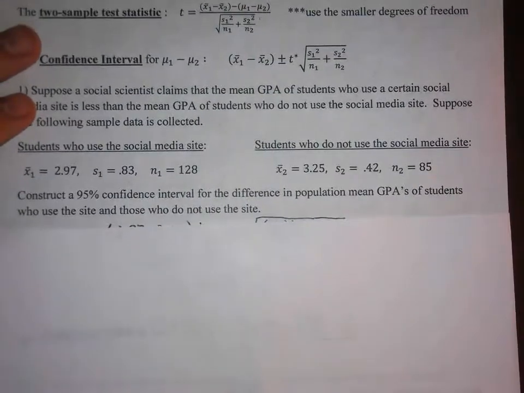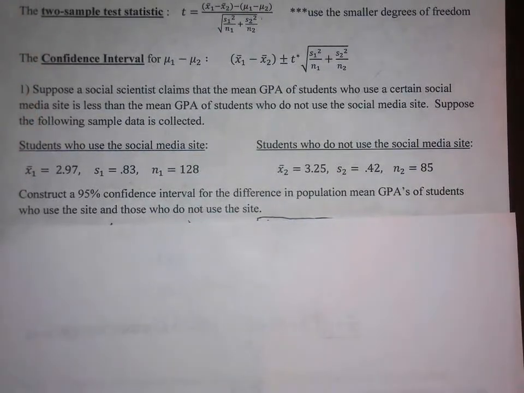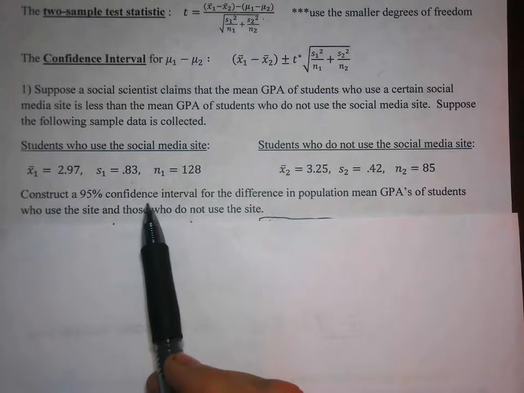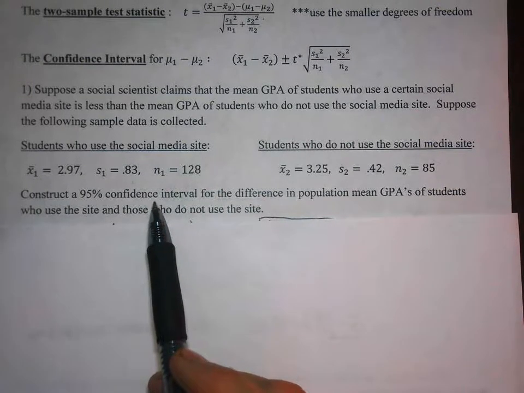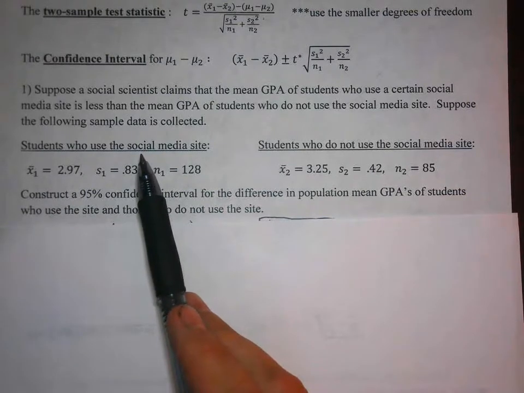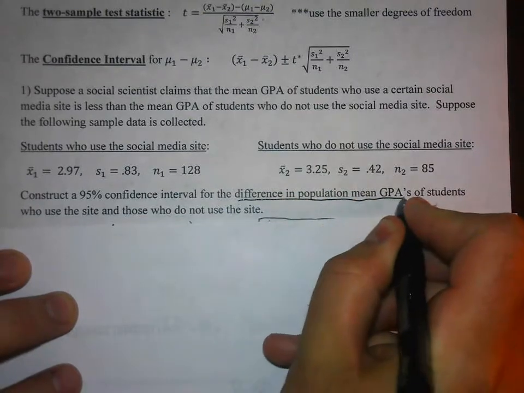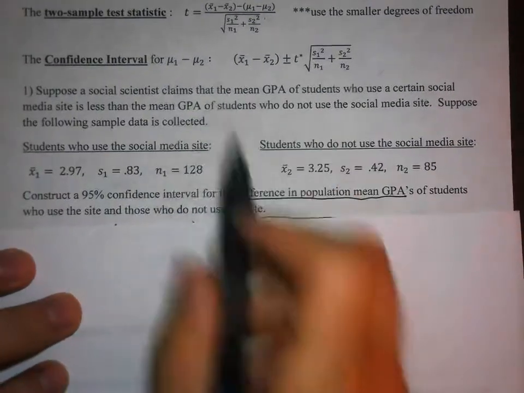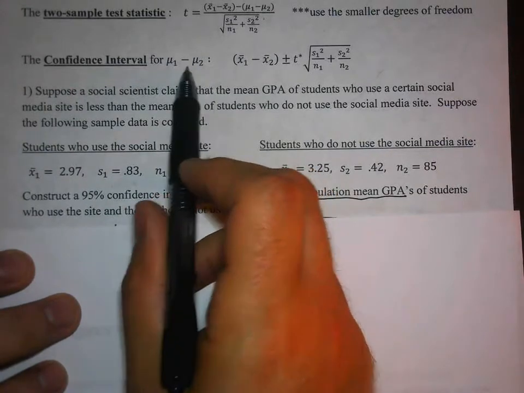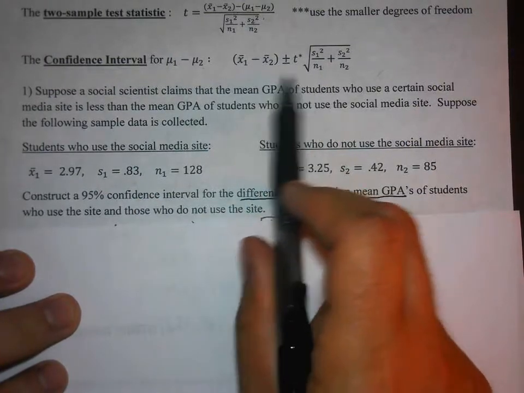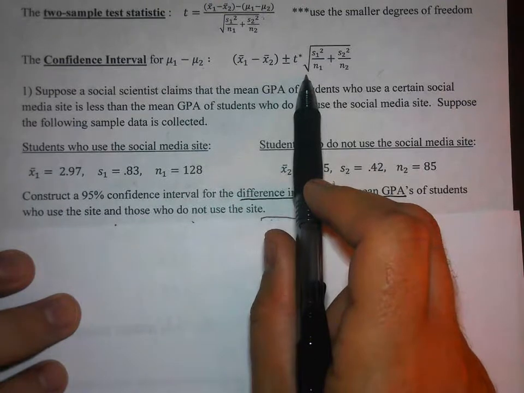So in the first one, we want to construct a confidence interval for the difference in population mean GPAs of students who use the site and those who do not use the site. So here, it's not just a confidence interval for a population mean. So what do we expect the mean GPA of students who use the site to be? It's a confidence interval for the difference in population mean GPAs. So that means we're looking at a difference in means. So we're looking at a confidence interval for mu1 minus mu2.